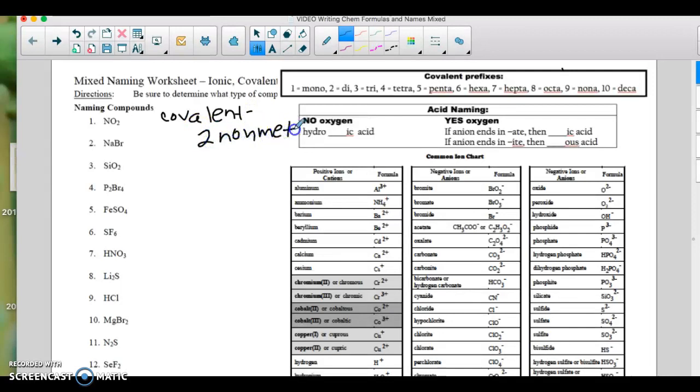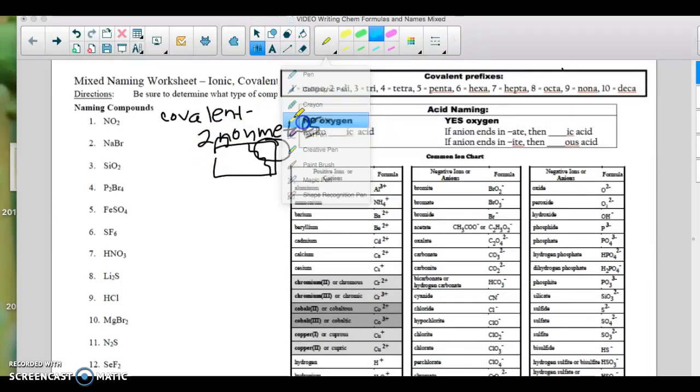And those nonmetals on the periodic table, I don't have mine here, but you know how there's that staircase? It's just these few elements over here, and also hydrogen, but not if hydrogen comes first, then it's an acid. So I would recommend that you go and decide: nitrogen and oxygen, they're both over here on the periodic table. So this is covalent. Sodium and bromine. Sodium's over here, so nope, that's a metal. Silicon and oxygen are both on the right side.